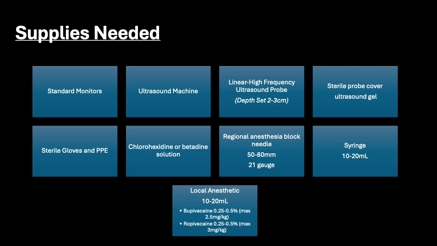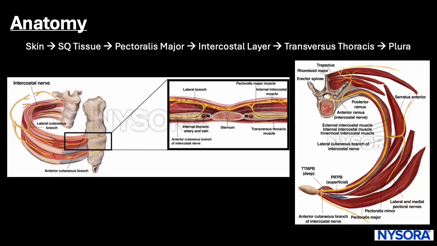From superficial to deep, you'll see skin, subcutaneous tissue, pectoralis major, the intercostal muscle layer, transversus thoracis, and pleura. The target is the fascial plane beneath the pectoralis major, above the intercostal layer. Near the sternum, the intercostal nerves, T2 to T6, pierce the muscle layers and become anterior cutaneous branches, supplying the parasternal skin. PIFB superficially targets these nerves before they exit.